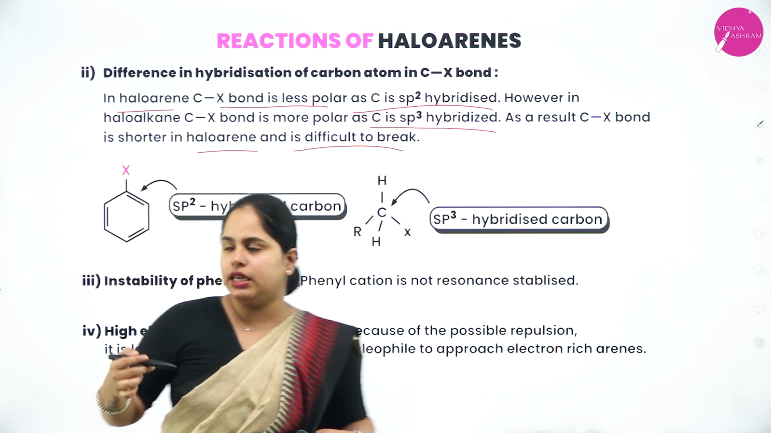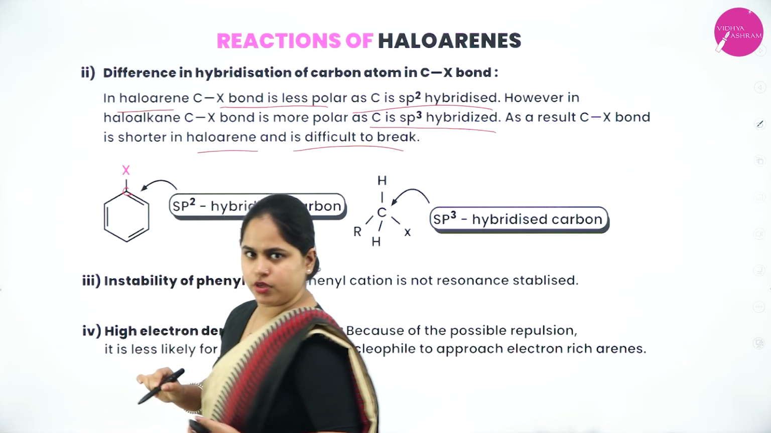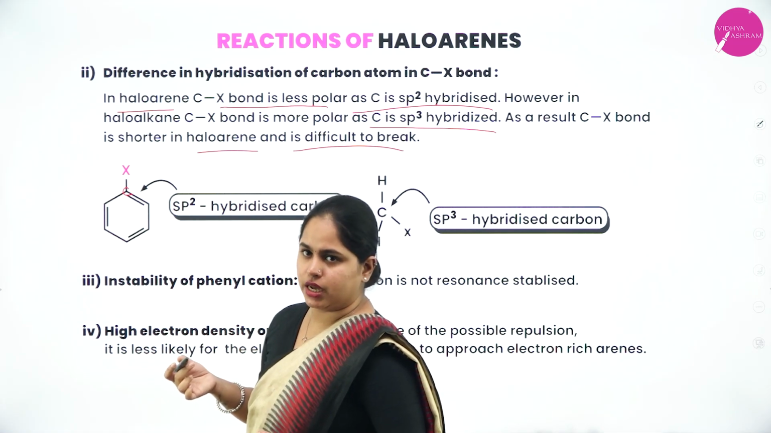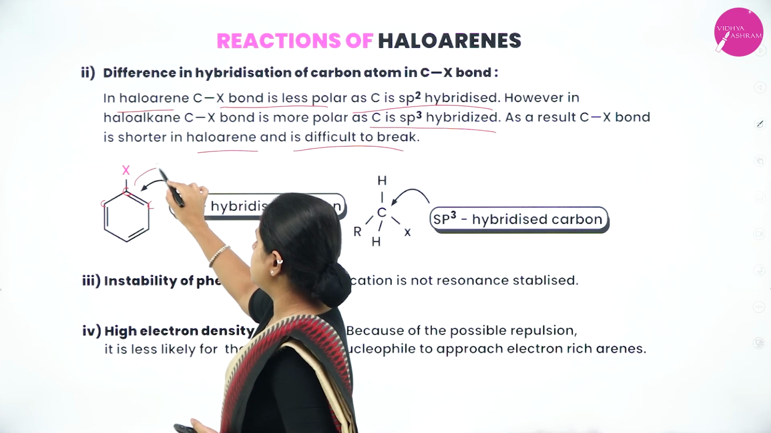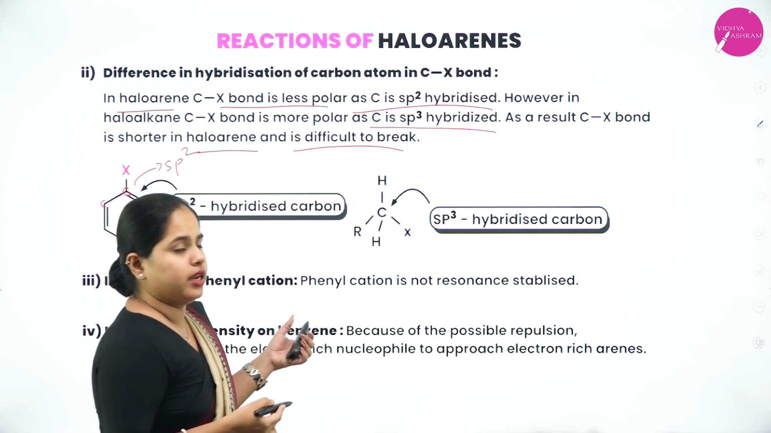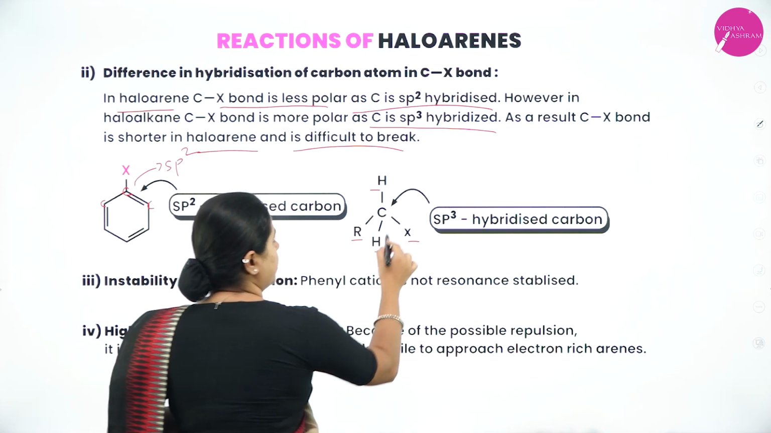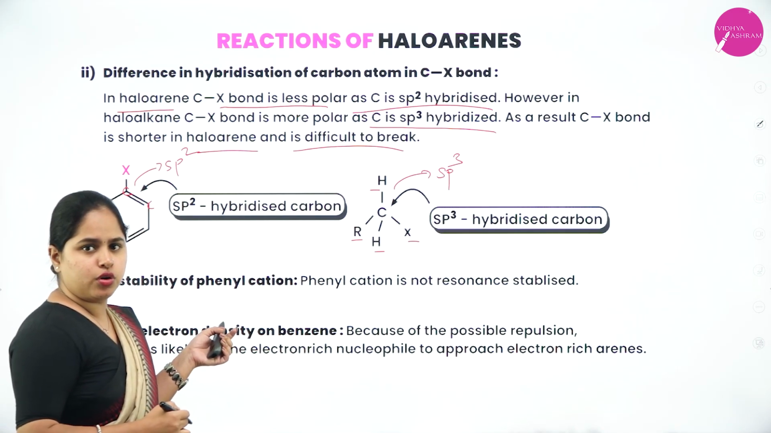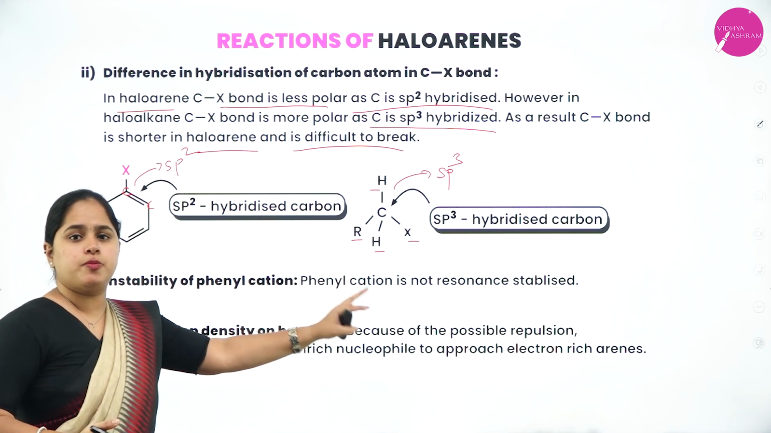So as you can see here, this is your haloarene. In this case, you can see this is the carbon atom to which 3 further atoms are attached: one carbon atom here, one carbon atom here, and another halogen atom. So this is sp2 hybridized. In the case of haloalkane, you can see one carbon atom here, another atom here, another atom here, another atom here. So a total of 4 atoms. So this is sp3 hybridized. If you compare haloarene and haloalkane, this is sp2 hybridized, this is sp3 hybridized.